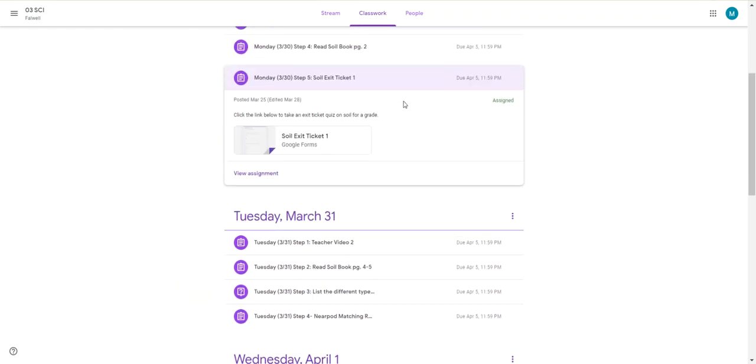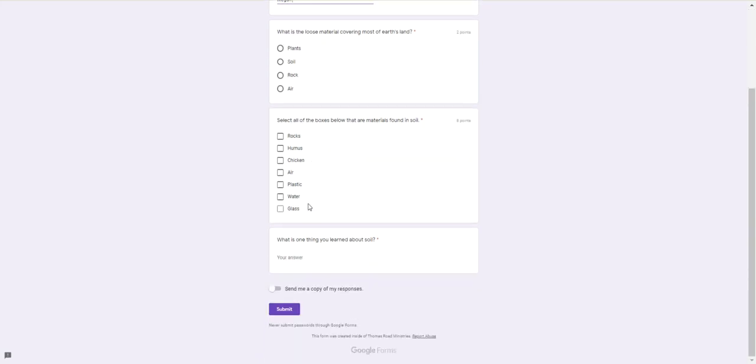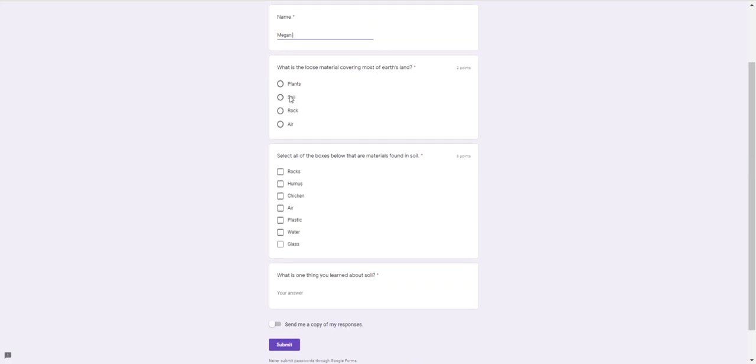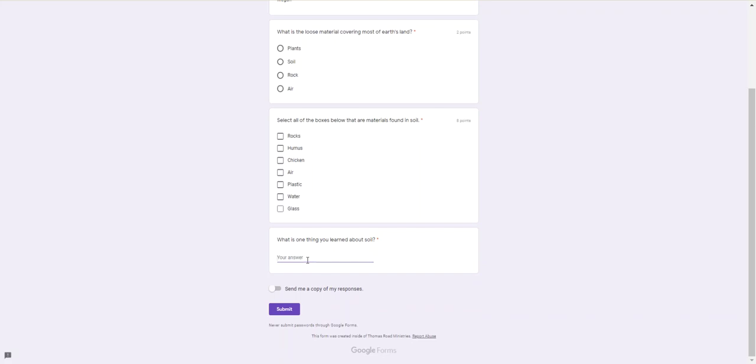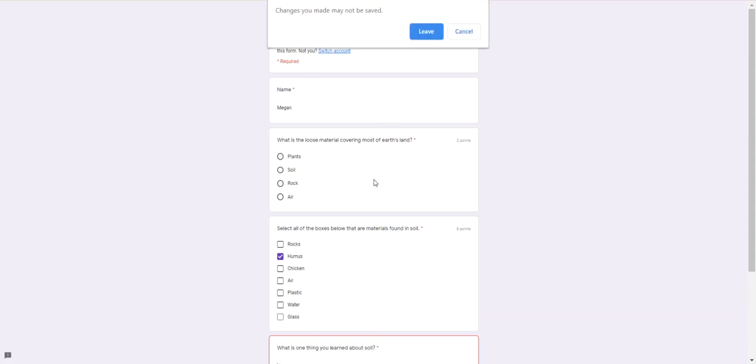Then this right here is an exit ticket. This is going to be very similar to the test I just showed you. When you click on it, when you're ready to go, some of them are going to ask for your name, so I would write Megan, and then you could answer all of these questions. Now this one is going to have just 1 answer. This one might have more than 1 answer. When you see the check boxes, this is going to be where you have more than 1 answer. And down here, you're just going to tell me one thing that you learned about soil. And when you're done, you always hit submit.